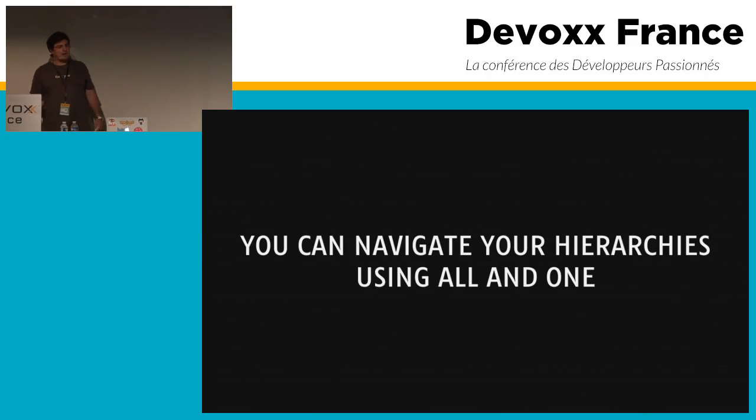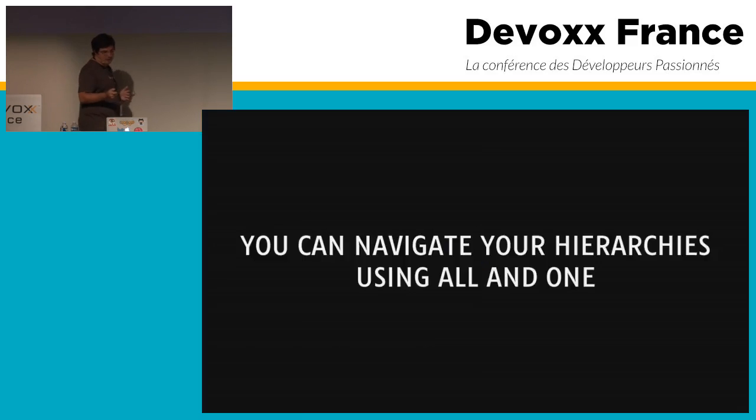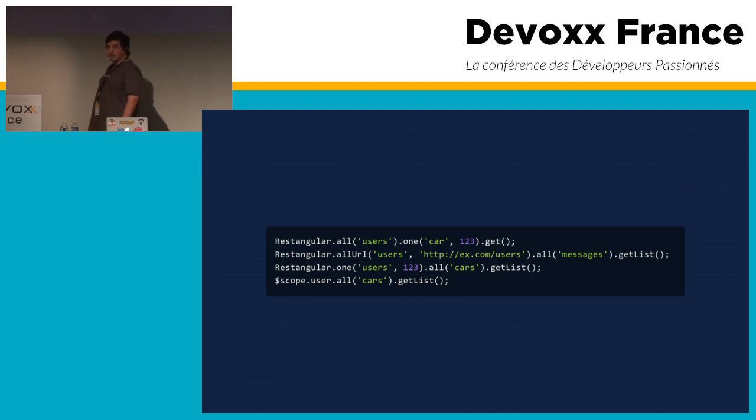So that means that we can actually navigate all of our hierarchies using all and one, because all specifies a link to a collection resource, and one specifies a link to a single resource. So in this case, for example, in the first line, what I'm just doing is I'm pointing first to the users collection, and inside the users collection, I'm pointing to the cars resource and then calling a get. That means that not only elements that were received from the server, like user in this previous case, will have this one, all, or get list method, but also I can create my own proxy objects and nest them in case that I don't need to get the first object, the first resource, in case that I want to start with the second or the first nested resource.